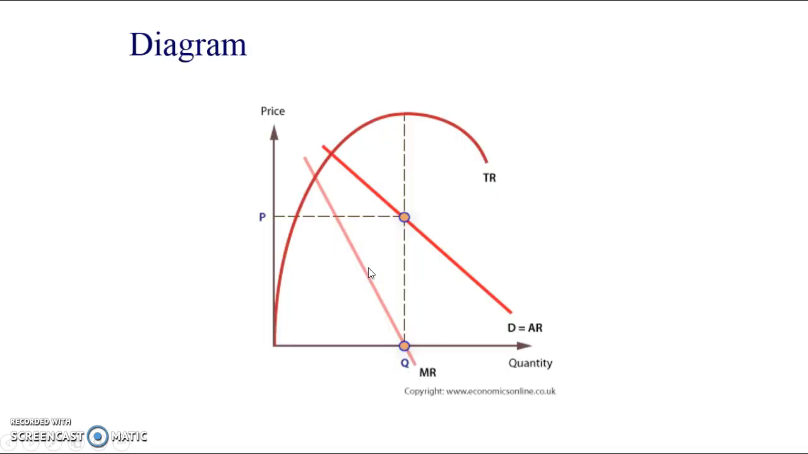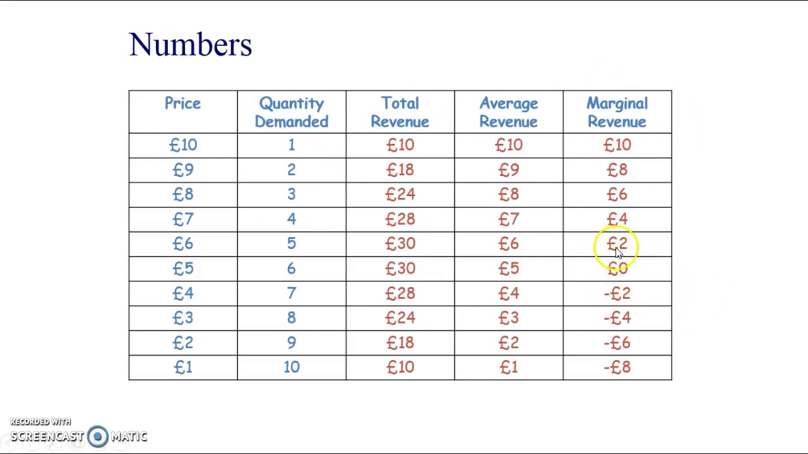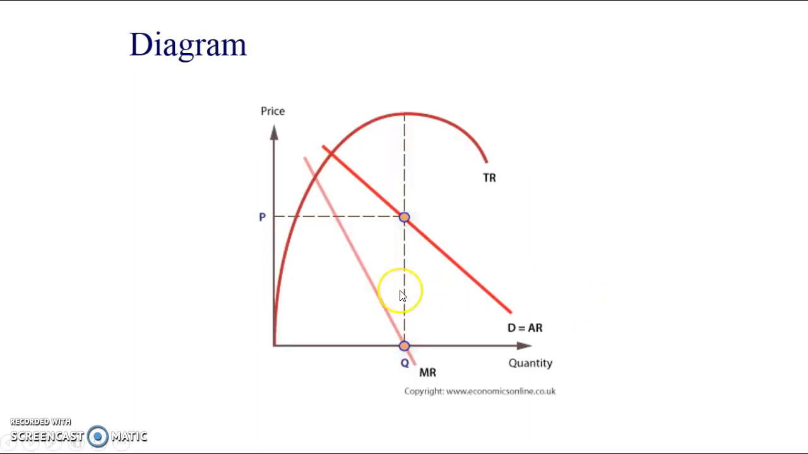So this is what it would look like on a graph. We see total revenue peak at a certain point, and it peaks at the point where marginal revenue equals 0, and we can see that happening. And marginal revenue is usually twice the gradient, the steepness of the average revenue curve, as long as your average revenue is linear. But you don't need to prove that or do anything with that information for A-level exams.